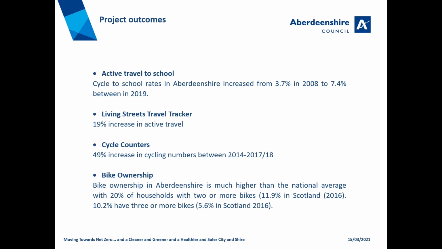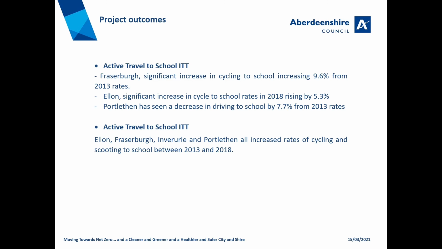Taking some numbers, for example, the cycle to school rates in Aberdeenshire have almost doubled from 2008 to 2019, from 3.7% to 7.4%. We've seen an almost 20% increase in active travel. We can also look at more specific data. In Fraserburgh, for example, the increase in cycling to work was almost 10% since 2013.